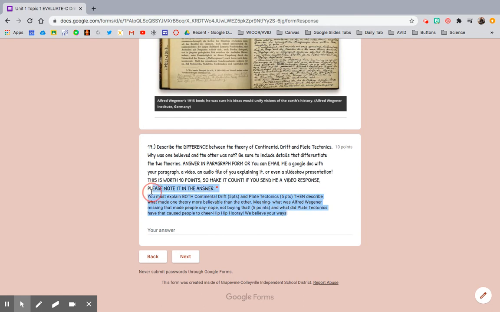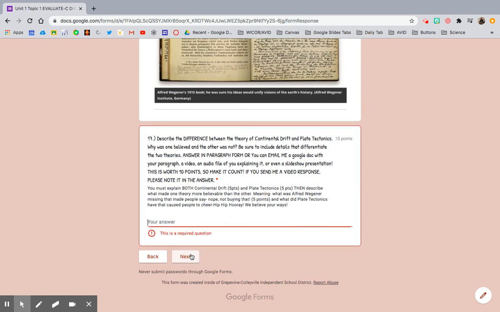So you must explain both continental drift and plate tectonics, then describe what made one theory more believable than the other, meaning, was what Alfred Wegener missing? What was Alfred Wegener missing that made people say, nope, not buying that? And what did plate tectonics have that caused people to cheer, hip, hip, hooray, we believe your ways? So y'all, I'm kind of giving you little hints there. So take my hints and use them.